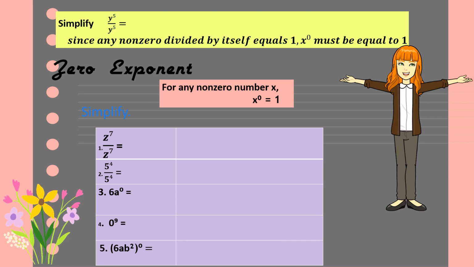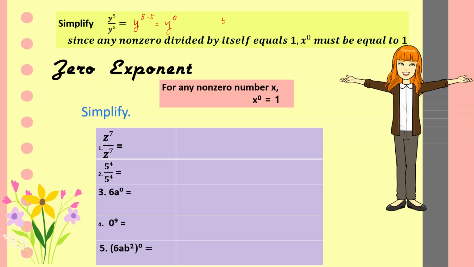Simplify y to the 5th power divided by y to the 5th power. So, applying the quotient rule, we will have y, and then subtract the exponent. 5 minus 5 is equal to y raised to 0. Okay, what is y raised to 0?